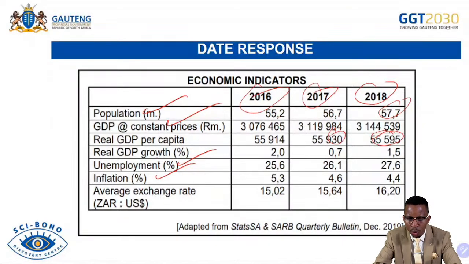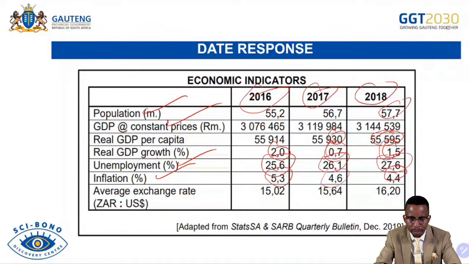Real GDP growth is 2%, 0.7, 1.5. So it was higher in 2016, declined, and increased in 2018. Unemployment rate, in this case, 2016 was 26.6%, 2017 26.1%, and in 2018 it increased to 27.6%. Inflation rate, 5.3 in 2016, 4.6 in 2017, 4.4 in 2018.